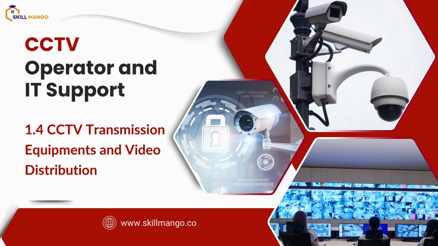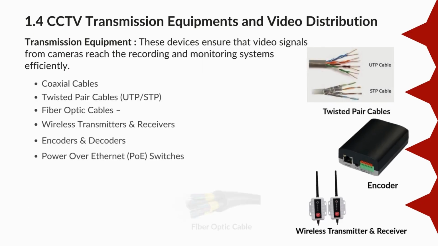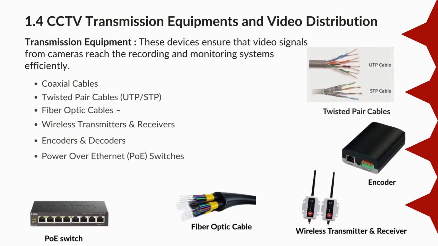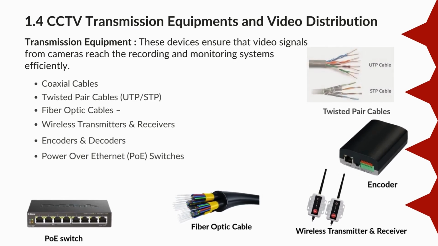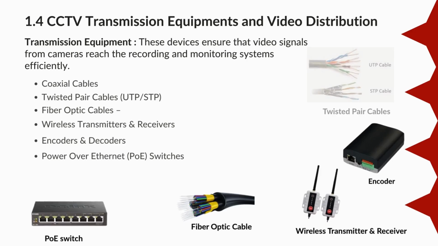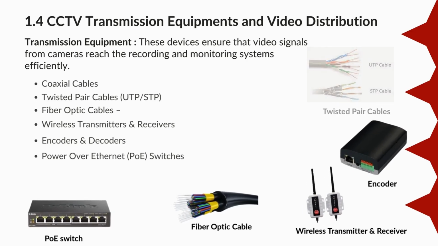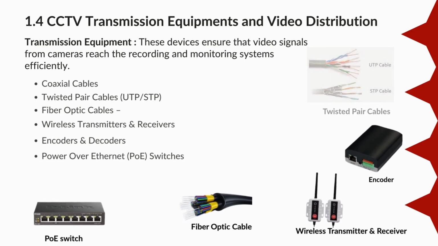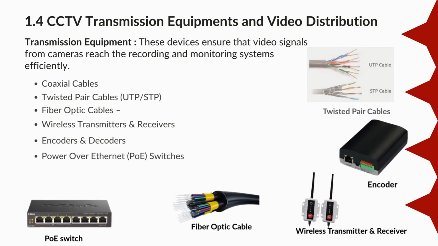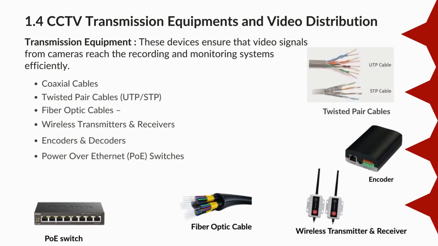This is 1.4. We'll be talking about the transmission equipment and video distribution system for CCTV. For the transmission equipment, we'll talk about the coaxial cables. Like I explained, these are equipment that are used to transmit video from the camera end to the control room. Every control room you see, there are cables behind that wire each of these cameras to the control room, except it's a wireless solution.